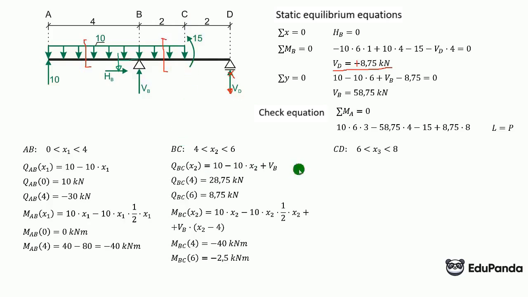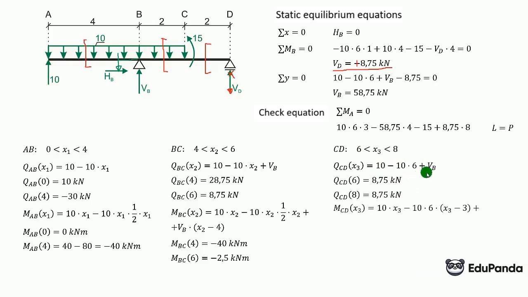Okay, section CD. So I am drawing, we cut the beam this way and cover everything that is on this side. We only see the left side. So in terms of shear forces, we have 10 minus, we already see the entire load, so 10 times 6, and plus the reaction Vb. So we substitute 6 and 8. For the value of 6 and for the value of 8, it comes out the same, because this function is not dependent on the variable x.